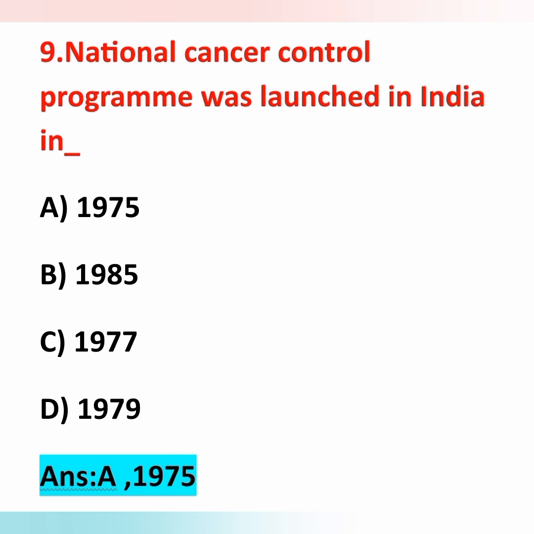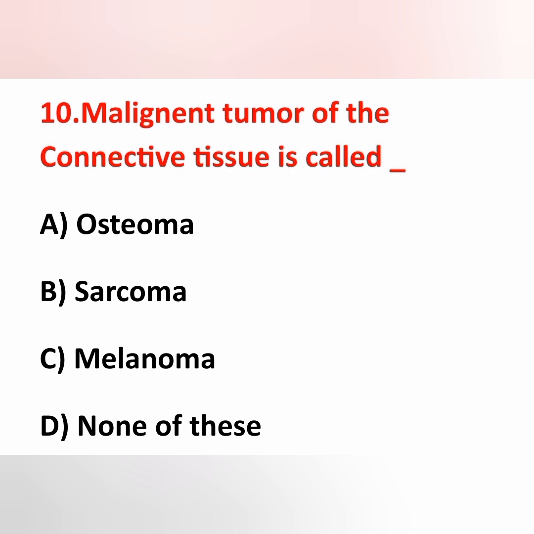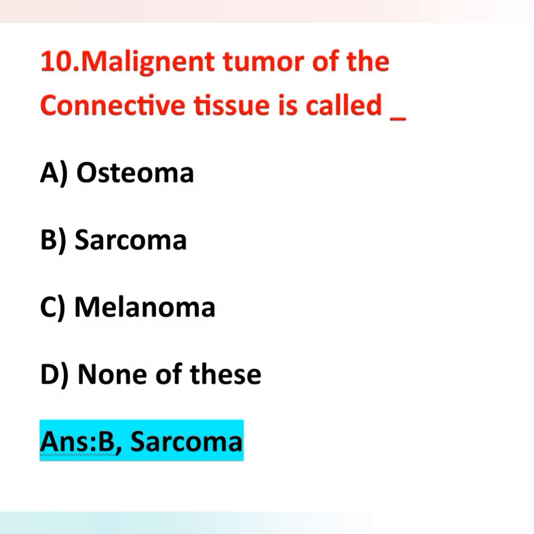And the next question. Question number 10. Malignant tumor of the connective tissue is called. And the options are option A osteoma, option B sarcoma, option C melanoma, option D none of this. Malignant tumor of the connective tissue is known as sarcoma, option B is the correct answer. Sarcoma is the malignant tumor of the connective tissue.